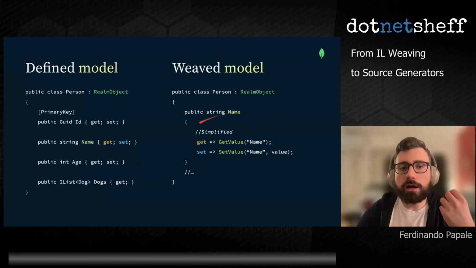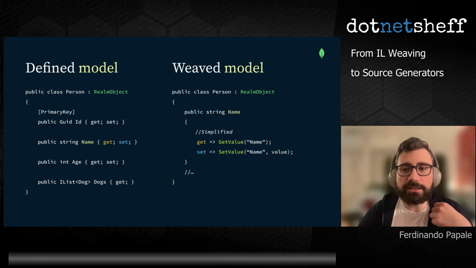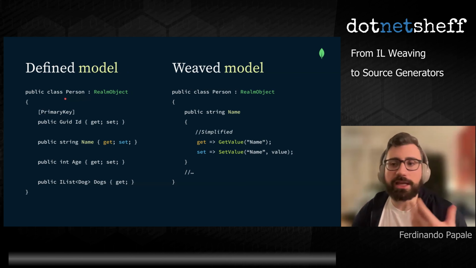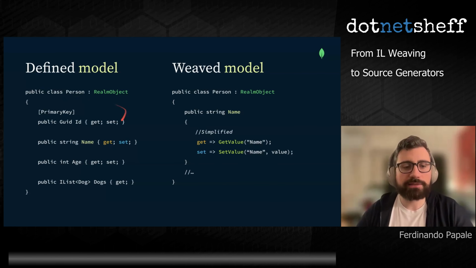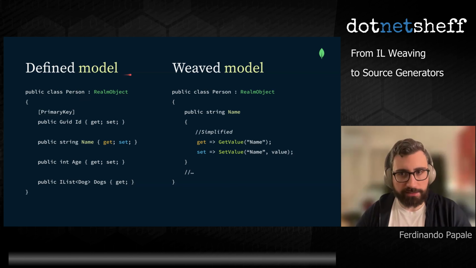In particular, what you see here on the left is the way that developers could define the model of their database. This looks almost like a plain old C# object, right? You have your class, you define the properties with getters and setters. There are also attributes like primary key because it's a database. And maybe the only difference between this and a C# object is that the class needs to derive from this RealmObject class.